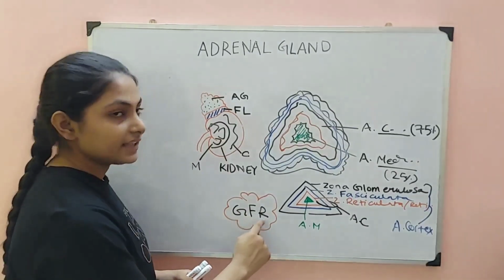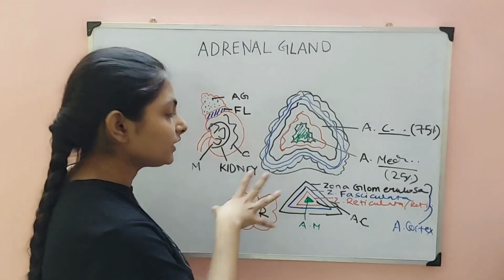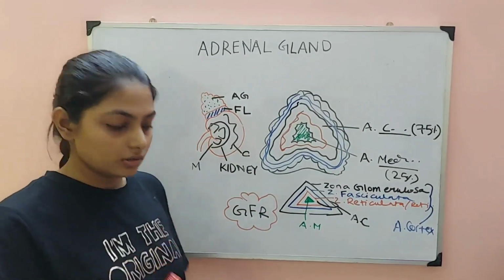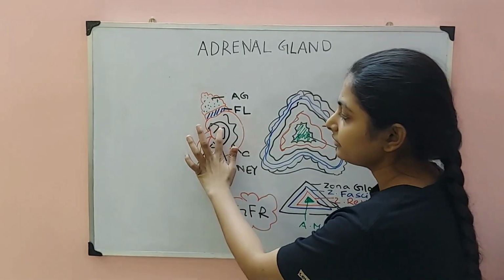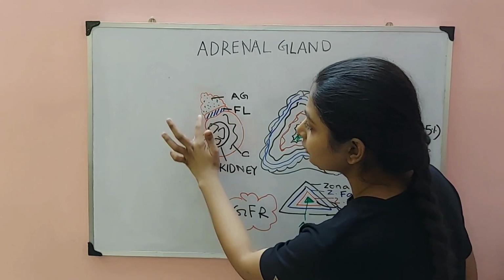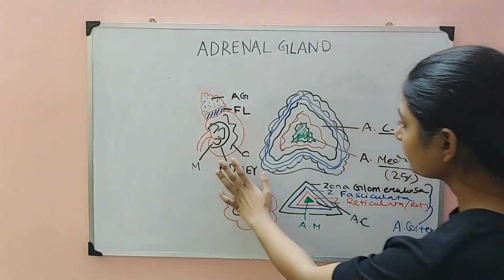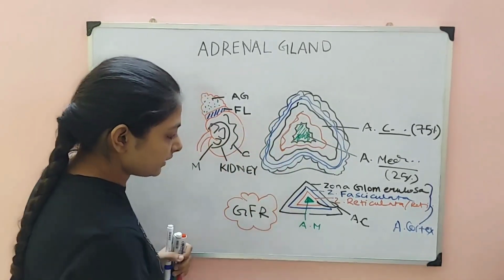Now each of these layers, they secrete separate hormones, different type of hormone that we'll be studying now. So I'll just recap everything for you once. First of all, we studied that this is the kidney, then we have a fatty layer separating the gland and the kidney, and then the triangular region, that's the gland. Next, coming to this diagram.